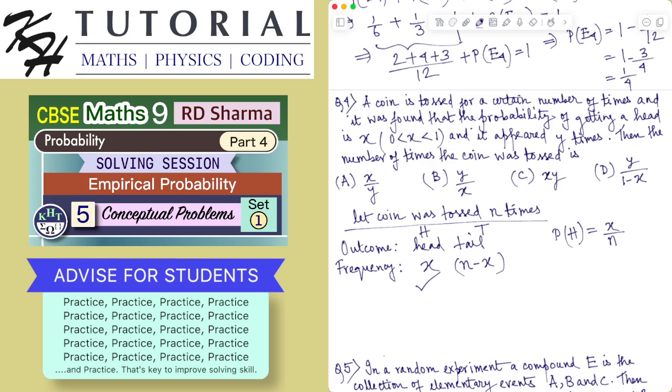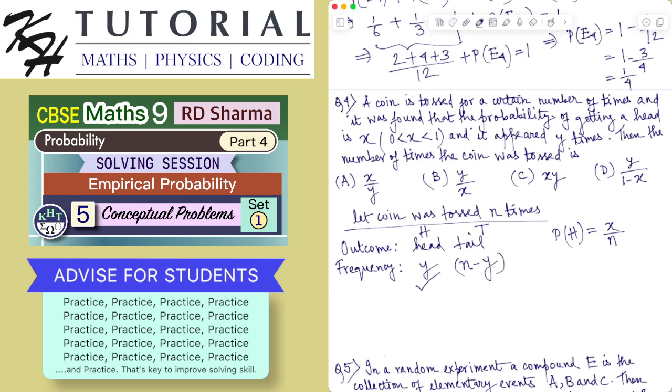I'm sorry, in the problem it is given that the probability of getting a head is X. So X is not the frequency, Y is the frequency. I'm really sorry. We have assumed the coin was tossed n number of times and it is given that head appeared Y times. So the frequency of appearance of head is Y. So the frequency of appearance of tail will obviously be n minus Y.